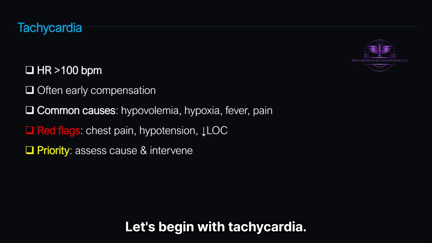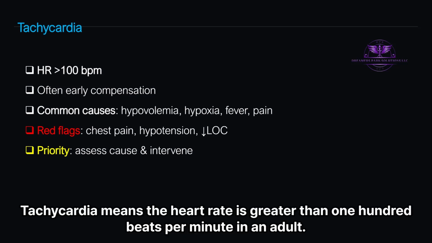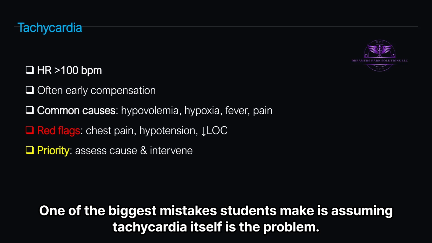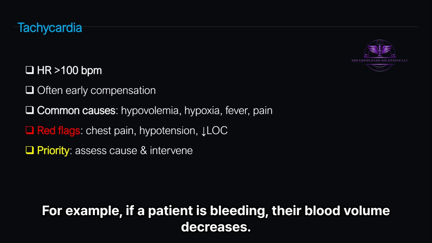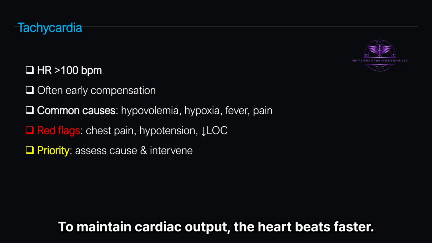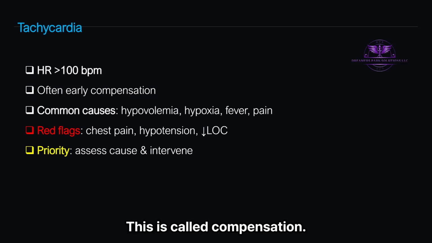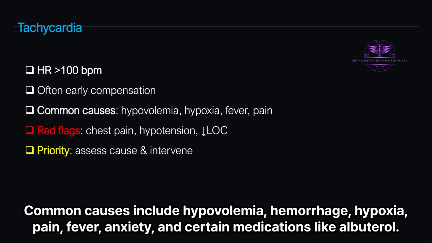Let's begin with tachycardia. Tachycardia means the heart rate is greater than 100 beats per minute in an adult. One of the biggest mistakes students make is assuming tachycardia itself is the problem. Actually, tachycardia is often the body's attempt to solve another problem. For example, if a patient is bleeding, their blood volume decreases. To maintain cardiac output, the heart beats faster. This is called compensation. Common causes include hypovolemia, hemorrhage, hypoxia, pain, fever, anxiety, and certain medications like albuterol.